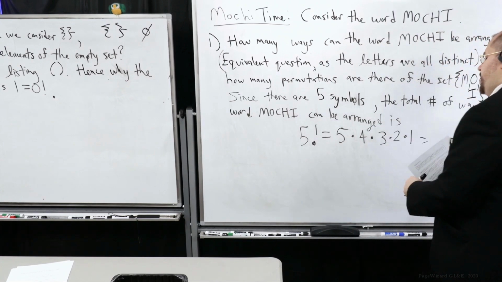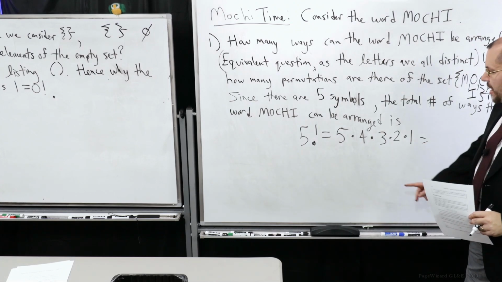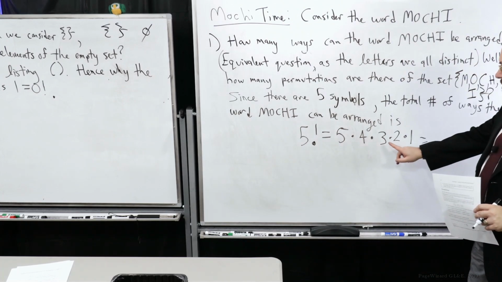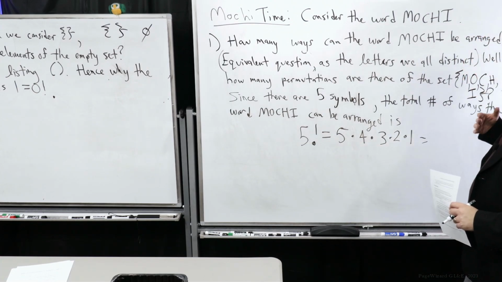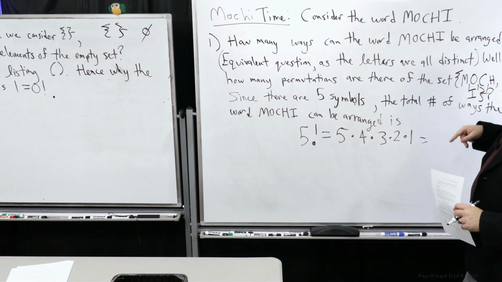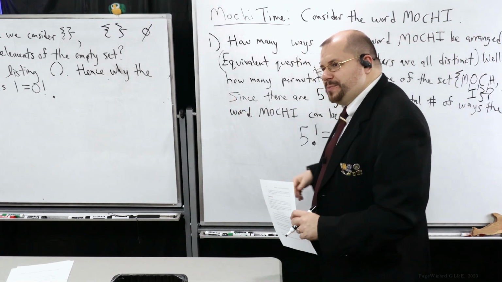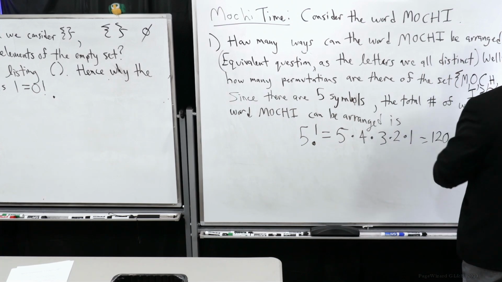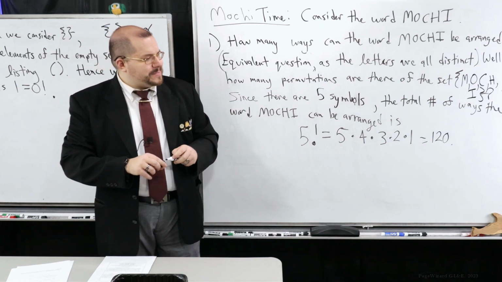You might ask, Dan, how do you calculate this off the top of your head? Well, think about it. 5 times 4, that's 20, right? 3 times 2, that's 6. So I have 20 times 6. Well, 20 times 5 is 100, right? So 6 times 5 would be 120. And that's just multiplied by 1, so it's 120. That's pretty cute, right?